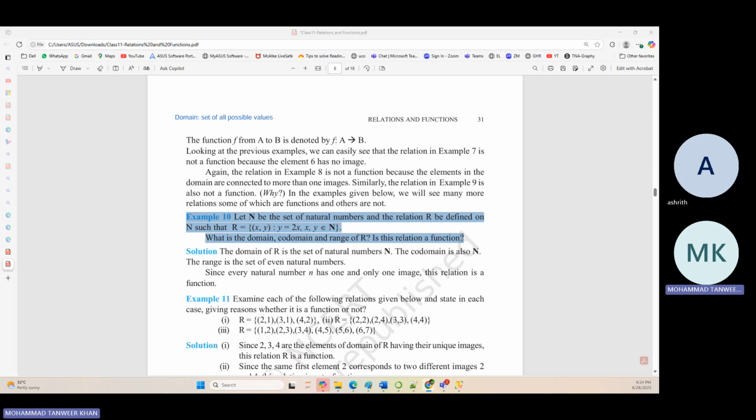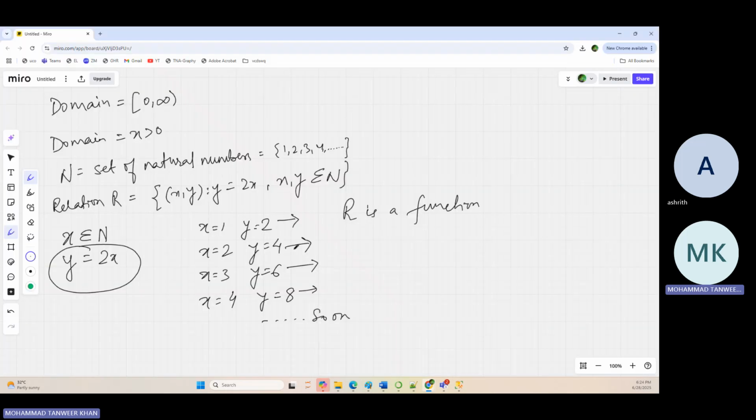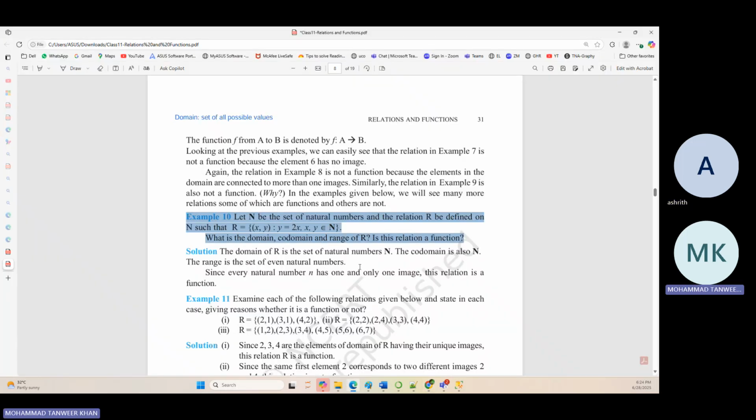So domain you understood, right? Now the codomain for this will be again all the natural numbers, because if you see in this example, what is the output? Natural number, natural number, natural number. So input is domain, output is codomain. In this example, the domain is the set of natural numbers, and the codomain is also N, because in the codomain also we are getting only natural numbers. Is this point clear or not?